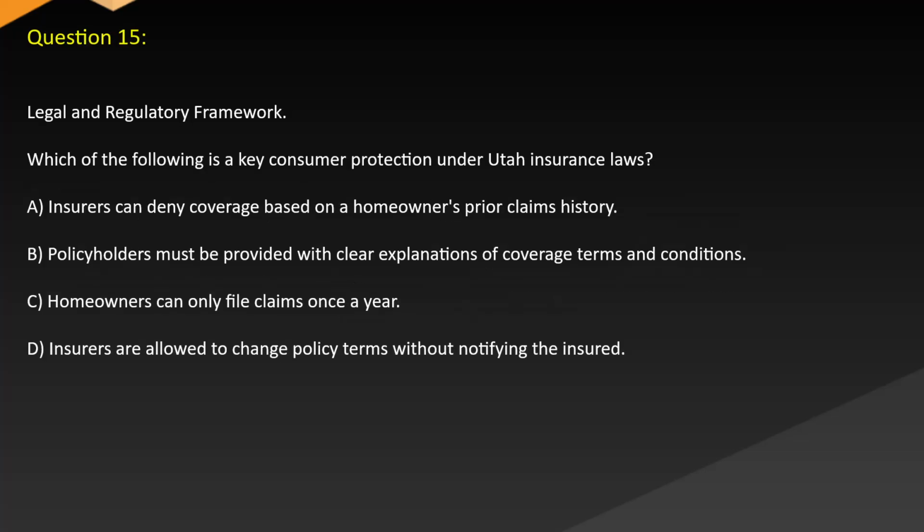Question 15. Legal and regulatory framework. Which of the following is a key consumer protection under auto insurance laws? A. Insurers can deny coverage based on a homeowner's prior claims history. B. Policyholders must be provided with clear explanations of coverage terms and conditions. C. Homeowners can only file claims once a year. D. Insurers are allowed to change policy terms without notifying the insured.